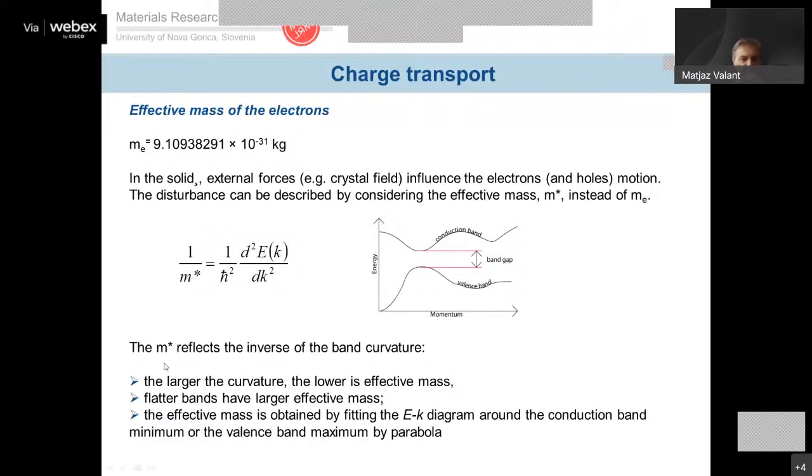Namely, it is the reverse of the band curvature, which means the more the bands are curved, the lower is the effective mass of electrons. Flatter bands have larger effective mass of electrons. So we can even calculate that from the curvature of the band structure, around the conduction band minimum or the valence band maximum.